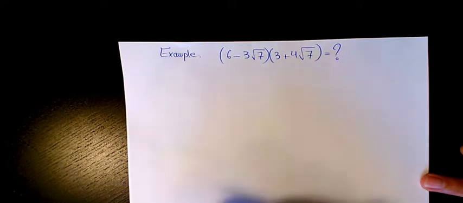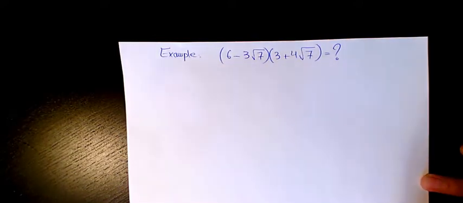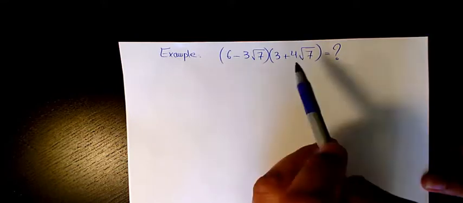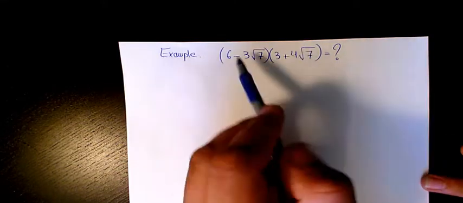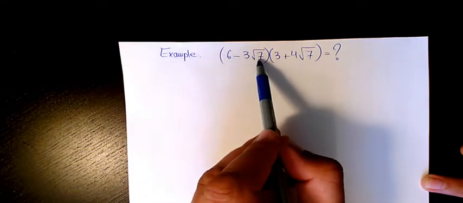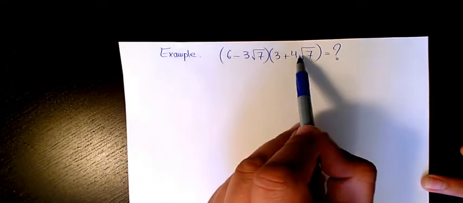In this video I want to continue giving you examples regarding multiplication of binomials which have square roots. So that's the multiplication of binomials that include square roots. The first example is 6 minus 3 root 7 times 3 plus 4 root 7.